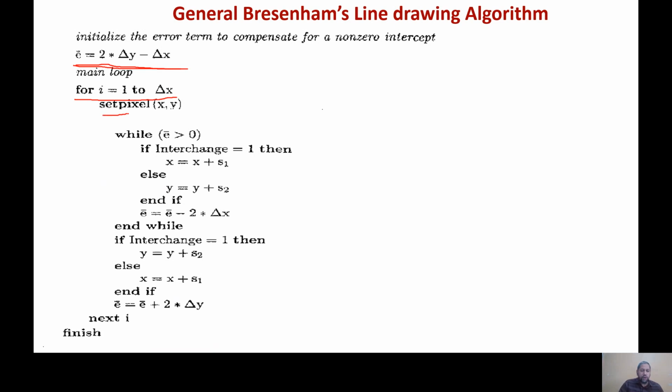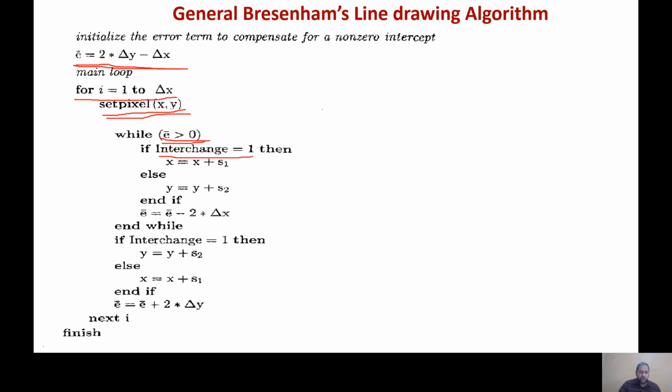What I'm going to do is activate the first pixel, set pixel x comma y, and plot the first pixel. After plotting the first pixel, we are going to check the sign of the error term. So I have a while loop: while e bar is greater than 0, which means the sign of the error term is positive, then I have to check whether interchange is equal to 1.